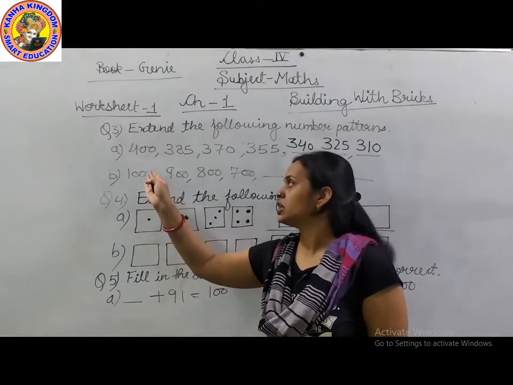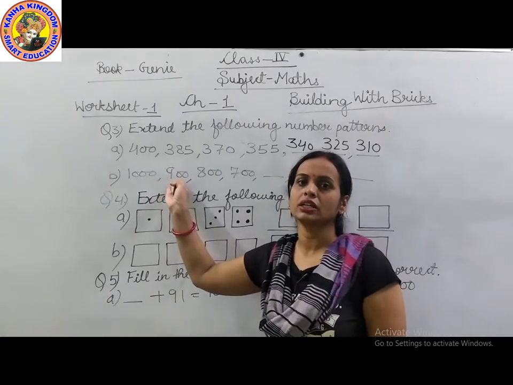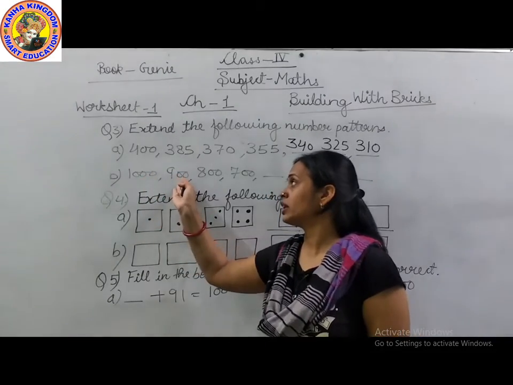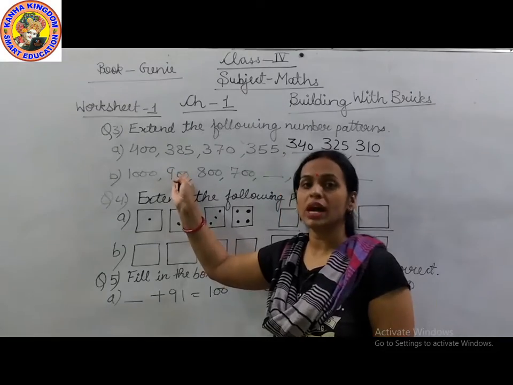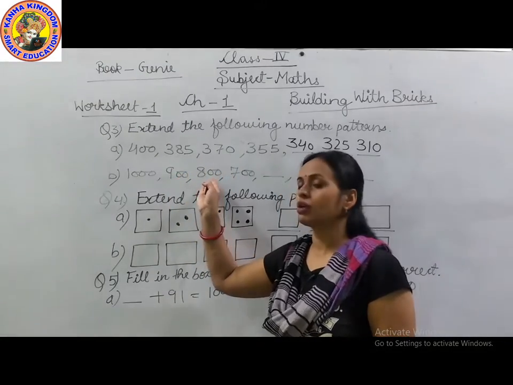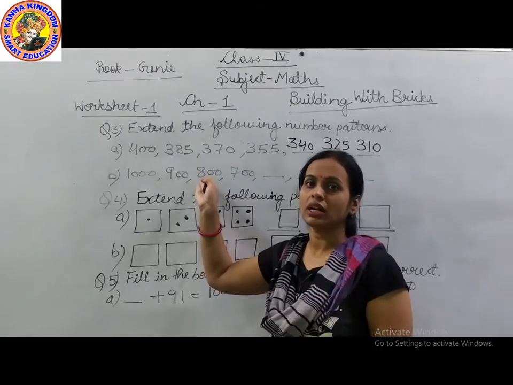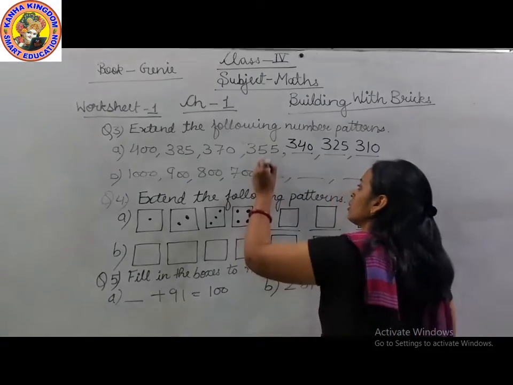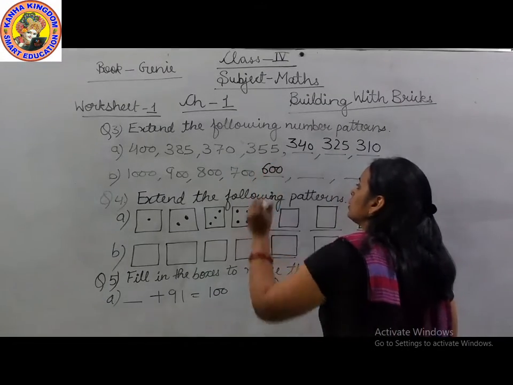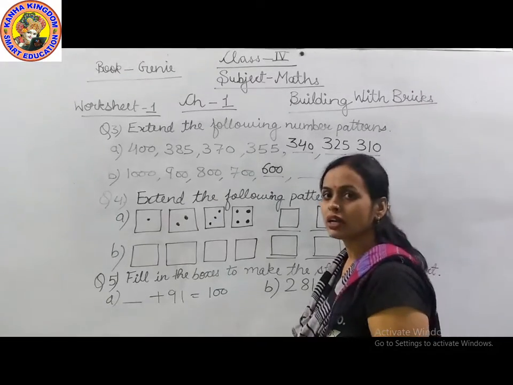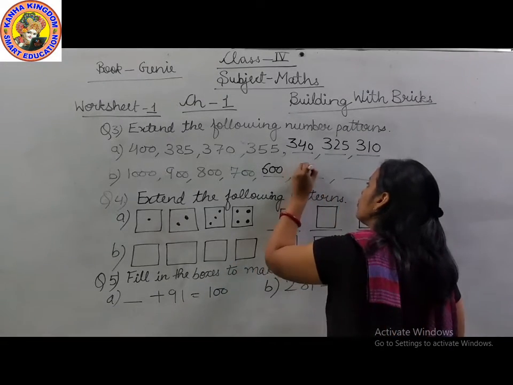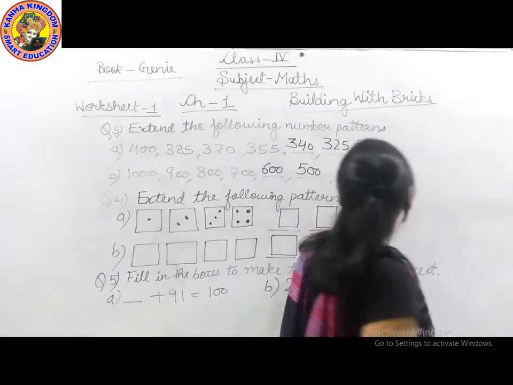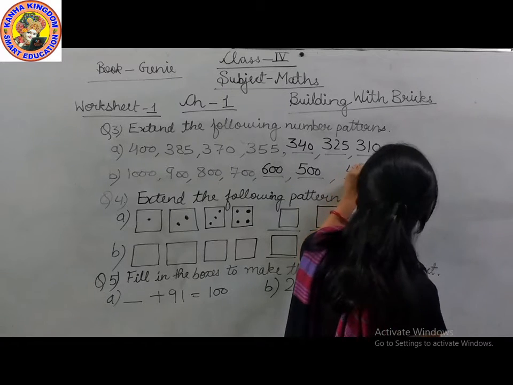Okay. Now next is 1000 and 900. First digit is 1000 and second is 900. So 1000 minus 100 equals 900. 900 minus 100 equals 800. 800 minus 100, 700. Now 700 minus 100 equals 600. 600 minus 100, 500. Now 500 minus 100 equals 400.